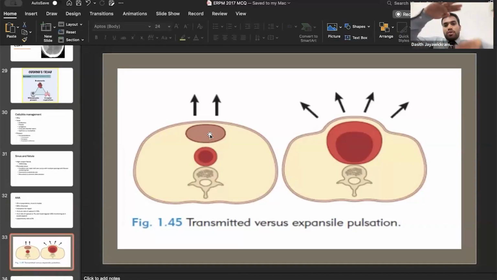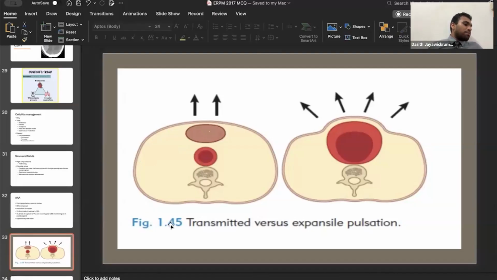But what if we palpate like this, then we will feel the abdominal pulse. But what if we feel from the sides? Then we won't feel it, because the transmitted pulse is here, but we won't feel it. But in a true pulsatile mass, it expands radially. So if we just keep our hands on the sides, yes, we will feel the abdominal pulse. That is called an expansile pulsatile mass. The other one is called just a transmitted pulse.